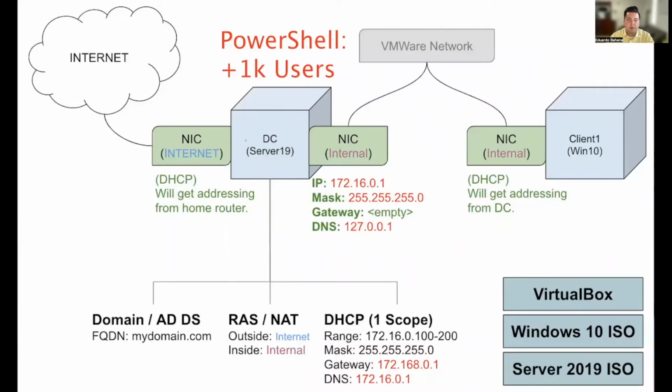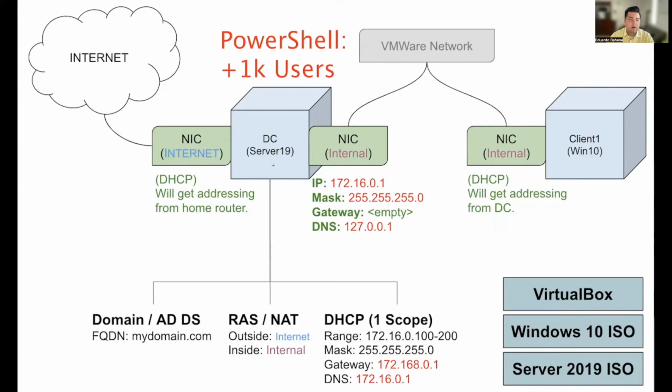So we're going to start with our Windows Server 19 here, and we're going to set it up with two network interface cards, one internet facing and one internal, where we're going to create our own IP address as 172.16.0.1. We're going to do our mask address as this. We're going to leave our gateway as empty, and our DNS, we will have it set to this. This basically just loops back to itself. It'll read back to the original IP address.